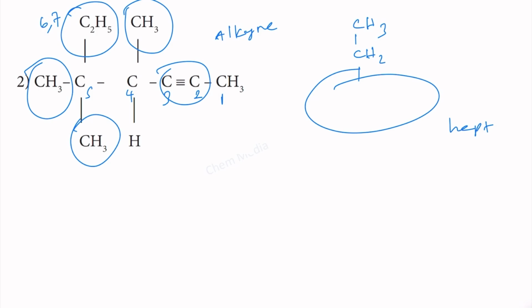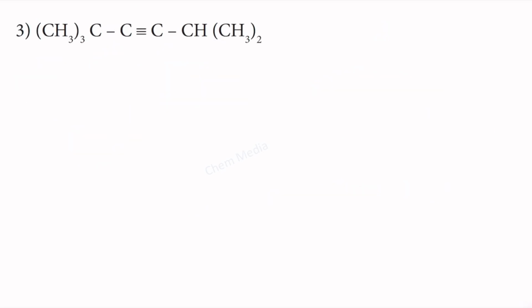So, the correct IUPAC name for this molecule is 4, 5, 5 trimethyl hept 2-yne. That is the correct IUPAC name for this molecule. Here is our next example.